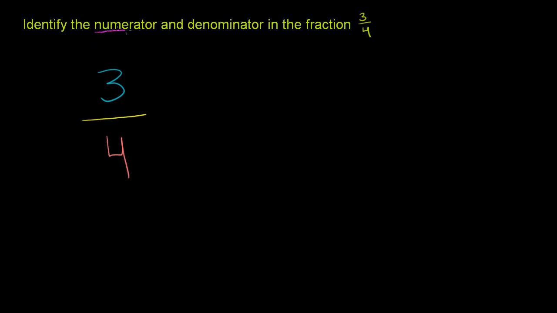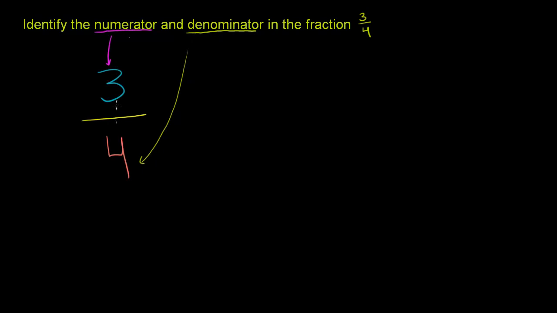The numerator. So the numerator is just the number on top. So the numerator is the 3 right there. And then they want us to find the denominator. The denominator is just the number on the bottom. It's the 4. So if they say, what's the numerator? 3. What's the denominator? It's 4, just the number on the bottom. They could have just called this the number on the bottom. They could have just called this the number on top.